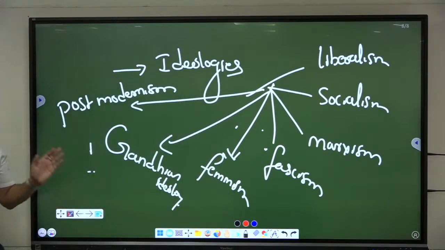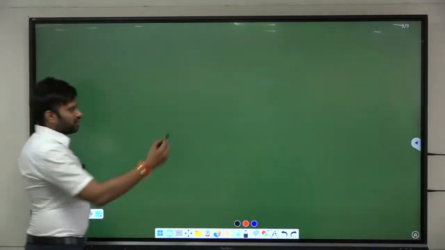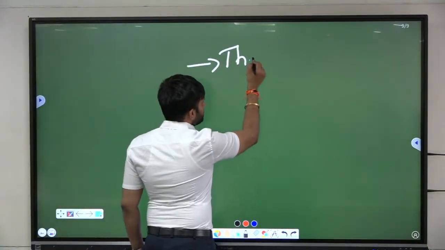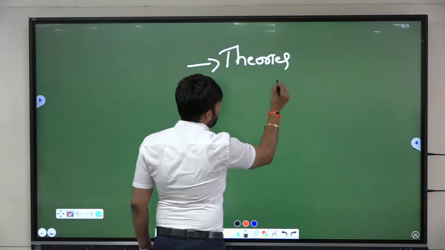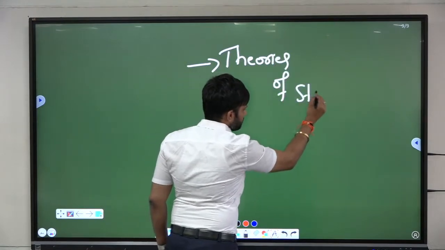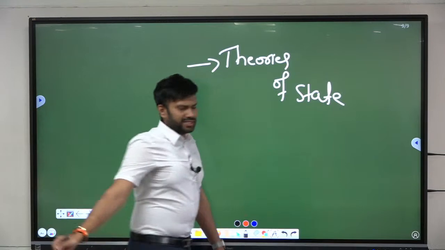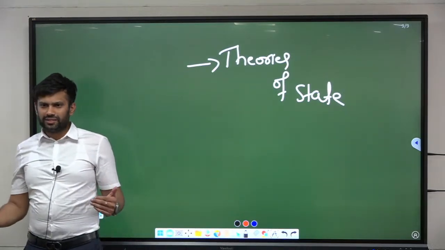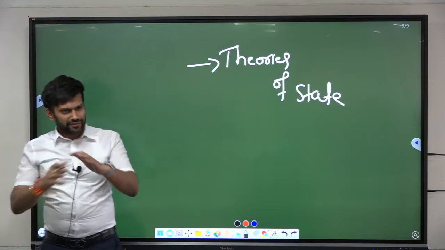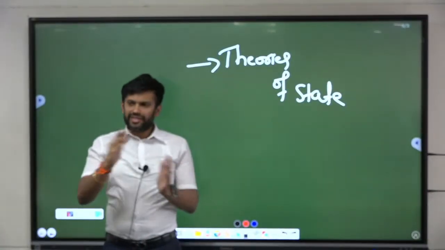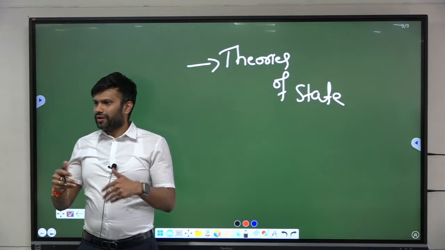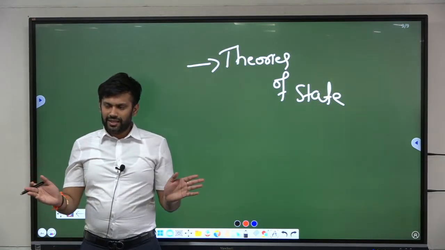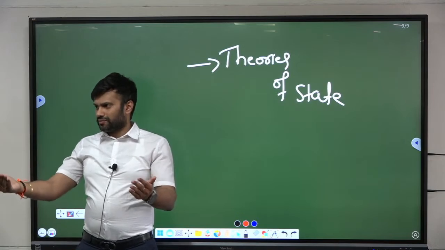Once we read ideologies, then we will be going into theories of state. Here we will basically be reading the same thing I think you would have already read in polity. What is a nation? What is a state? What is the difference between a nation and a state? What is a nation state? What is a state nation? What is a government? What is a civil society? These are basic things. Now we will go a bit more advanced.